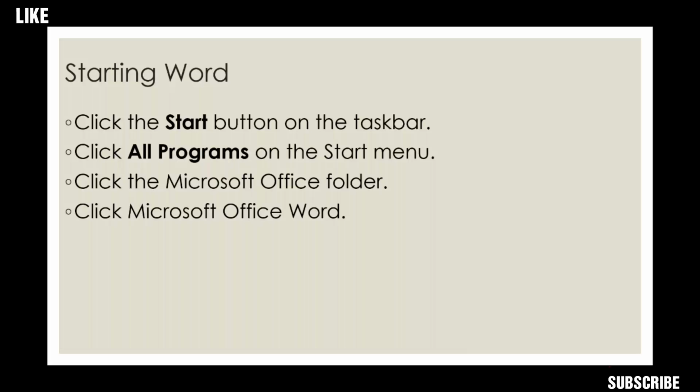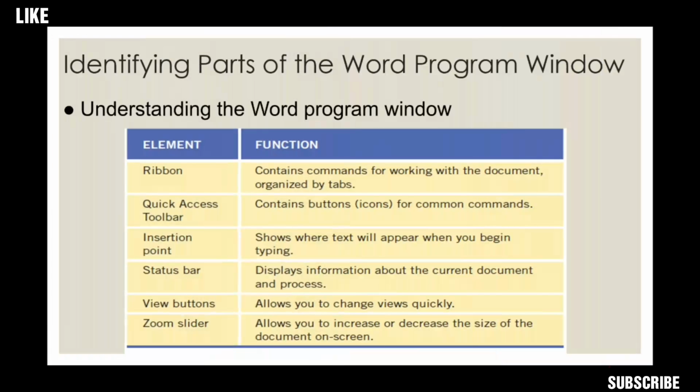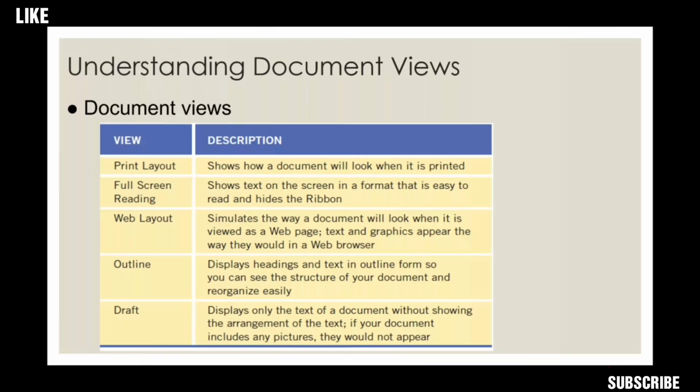Click All Programs on the Start menu. Click the Microsoft Office folder. Click Microsoft Office Word. Starting Word continued. Opening screen in Word. Identifying parts of the Word program window. Understanding the Word program window. Understanding document views.